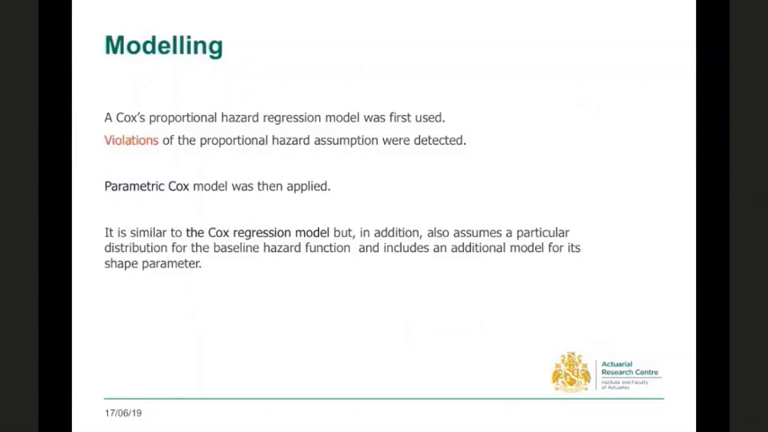So, we used a Cox proportional hazard regression model. However, we found violation of the proportional hazard assumption. So we then proceeded to apply a parametric Cox model. A parametric Cox model is similar to a Cox regression model, but in addition, it assumes a particular distribution for the baseline hazard function and includes an additional model for its shape parameter.